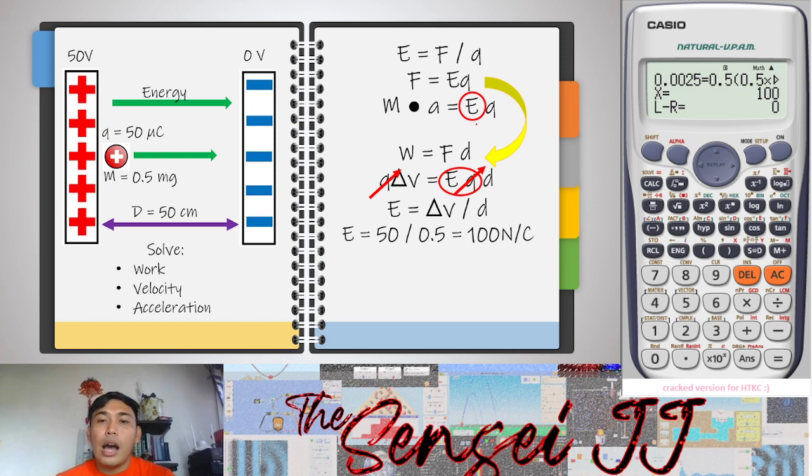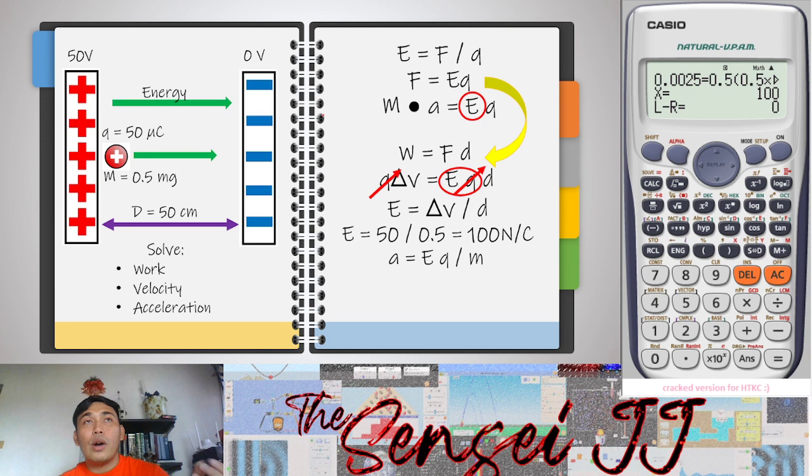And we know that our delta V is equivalent to 50. So, sir, why 50, not 50 minus 0 or 0 minus 50? We can have our answer of 50 divided by 5, and we have here the value of our electric field of 100 Newton per coulomb. And we can use this as our component to get our acceleration.